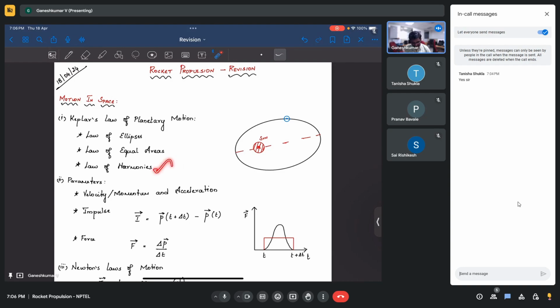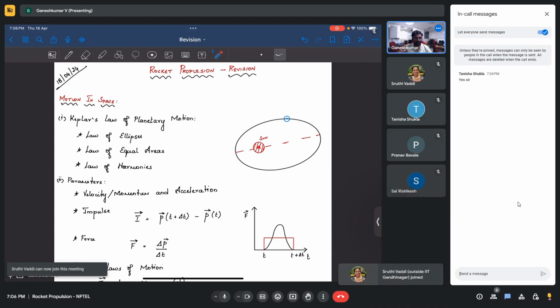And also we know there is the law of harmonies, which is basically that the time period of revolution of any two planets around the sun is related to its average distance from the sun. The dependence would be 3 by 2, or we know that law, so we can go and revisit. So basically we started with Kepler's laws of planetary motion. By the way, you can stop me at any time, and if you have any questions, you can ask. Okay, so I will continue.